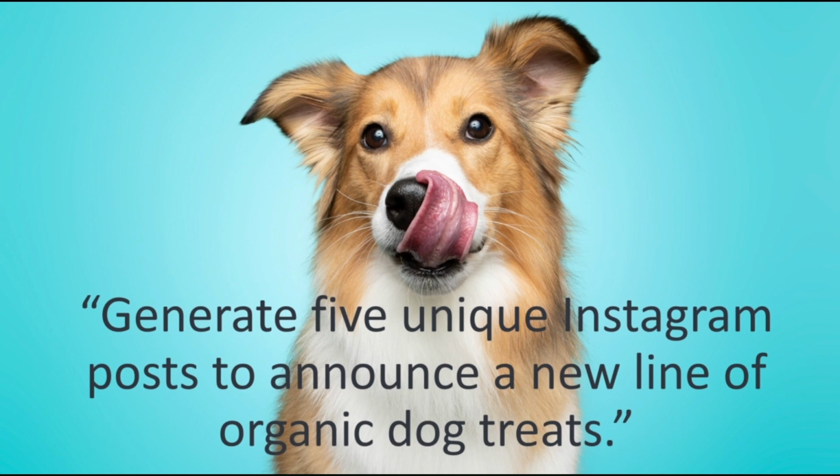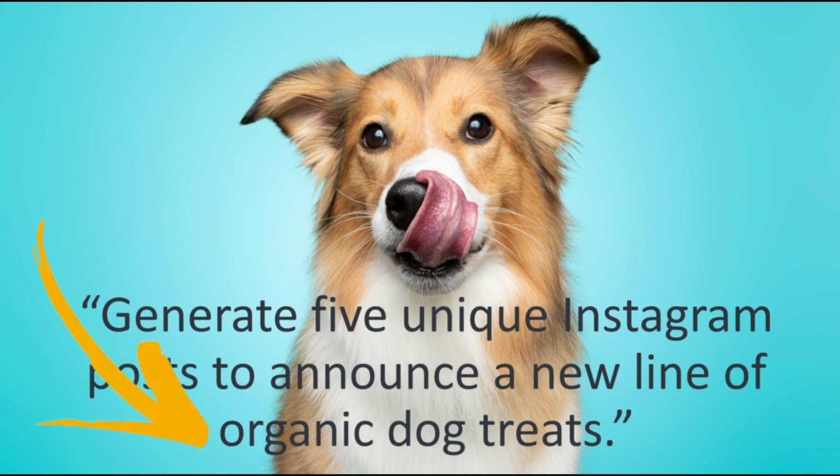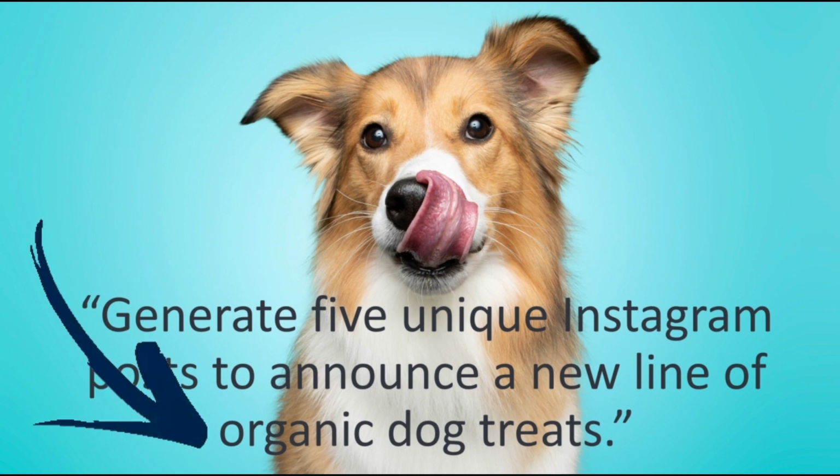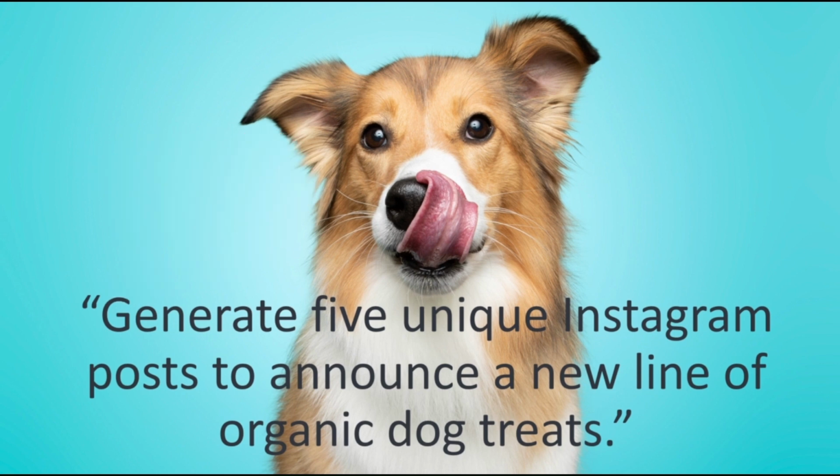Here's an example for step 1. As you can see, I'm going to use organic dog treats for our prompting example throughout because, well, I really love dogs and it's super fun. So the purpose of the prompt is to generate 5 unique Instagram posts to announce a new line of organic dog treats. Now, most of you are already doing this step and probably getting some pretty decent answers, but you know it could be better, and that's where step 2 comes in.